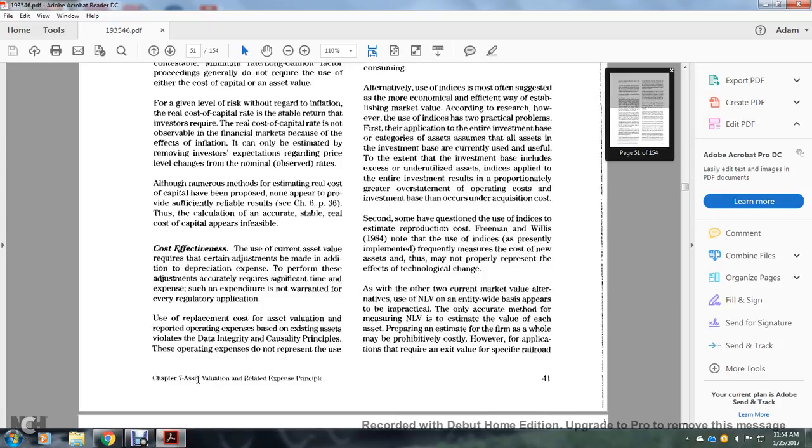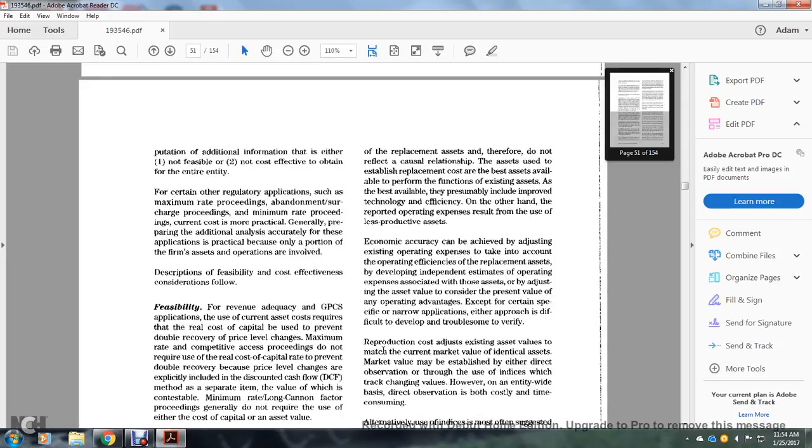Cost effectiveness. Use of the current asset values requires certain adjustments to be made, but the additional depreciation expense to perform these adjustments accurately requires significant time and expense, and such expenditure is not warranted by every regulatory application. Using the replacement cost for asset valuation with reported operating expenses based on the existing assets violates the data integrity causal principle. The operating expense does not represent the use of the replacement asset, and therefore does not reflect the causal relationship of the asset used. To establish the replacement cost of the best asset available to perform the function of the existing asset, the best available presumably includes improved technology efficiency. On the other hand, the reported operating expense results from the use of less productive assets.